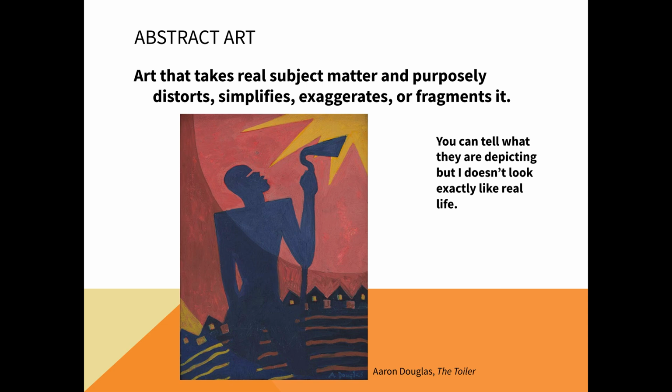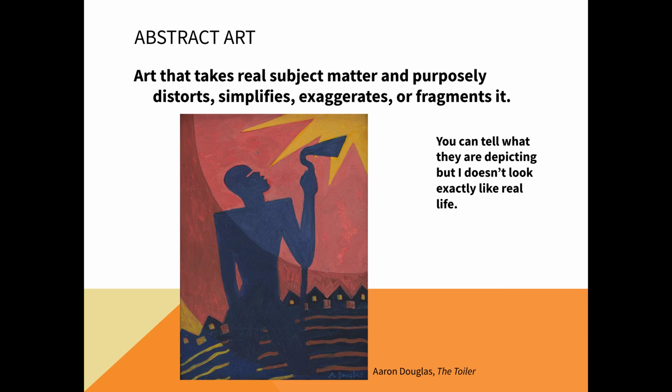So here we can tell that the subject matter in this painting by Aaron Douglas, there's obviously a person. They're holding maybe a staff, and there's a kind of that yellow jagged shape in the sky. So maybe we think that's the sun. And then towards the bottom, there's a row of shapes that look like houses on the ground.